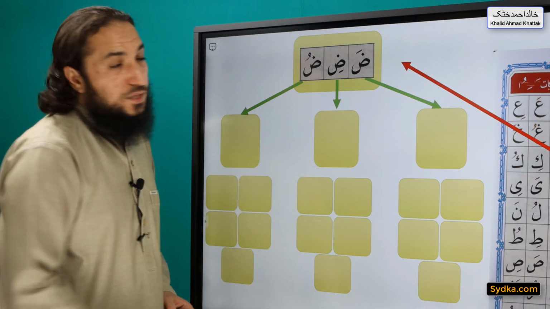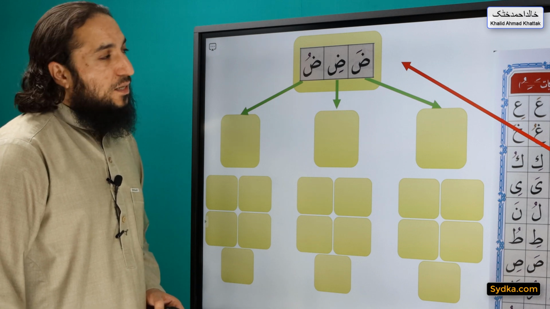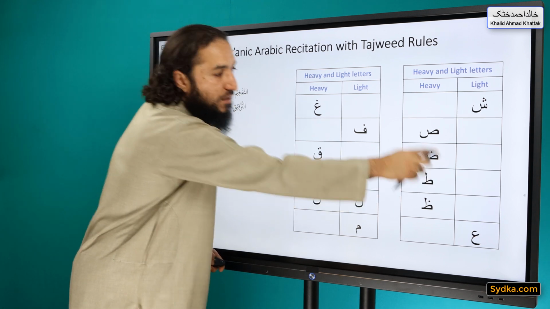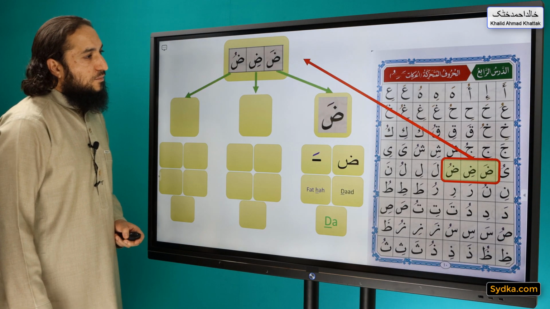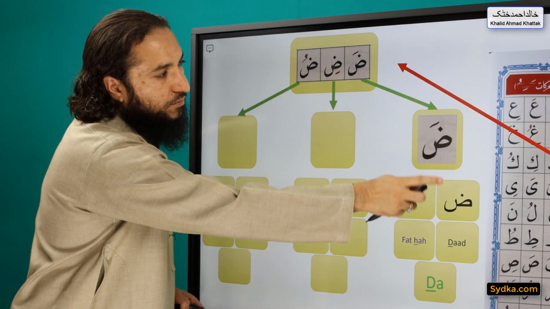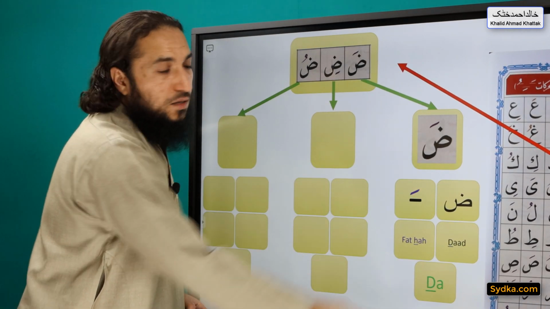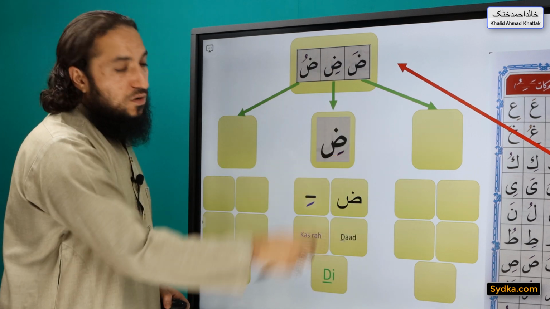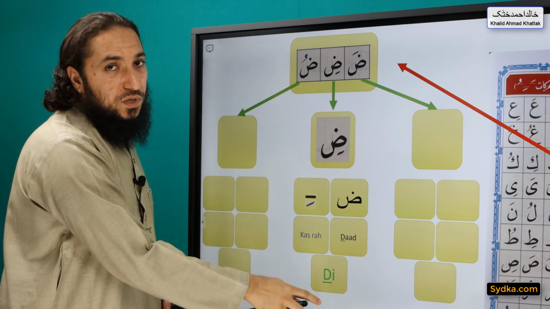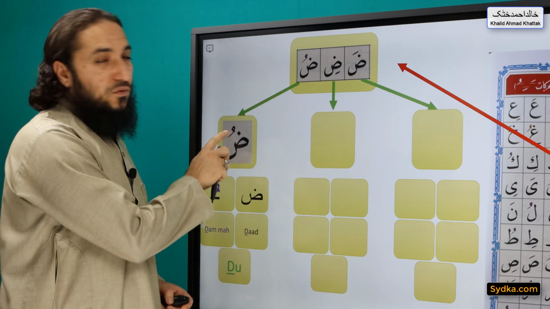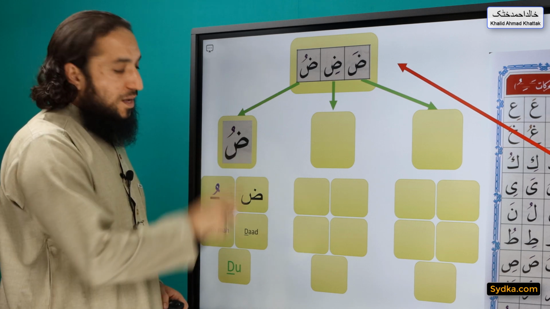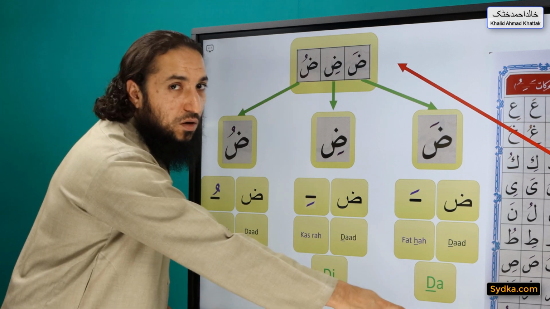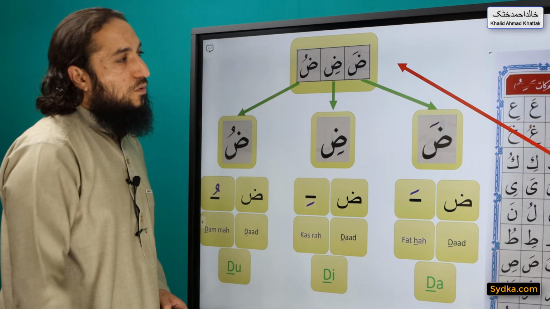The next 3 syllables are about the letter Dad. And Dad is one of the heavy letters. Dad Fatha Da, Dad Kasra Di, Dad Dhamma Du. Da, Di, Du.